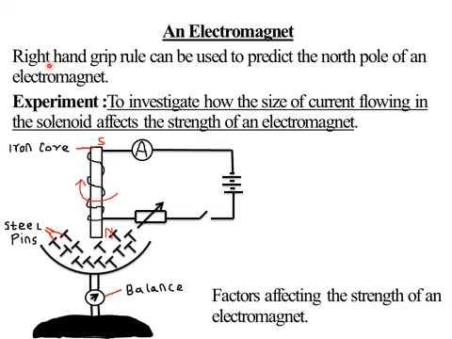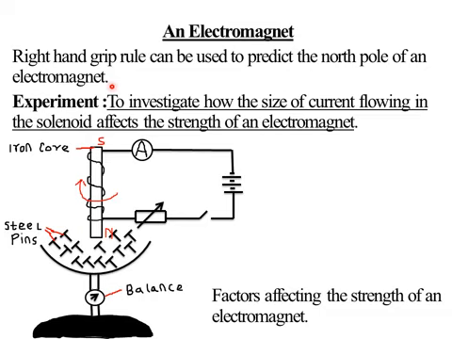It will be stronger. Then whenever we want to predict the north pole of the electromagnet, we can easily use what we call the right hand grip rule. So the right hand grip rule can be used to predict the north pole of an electromagnet, as we will see in our next experiment.